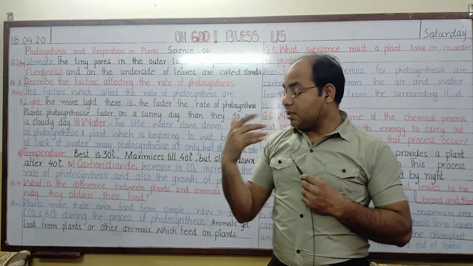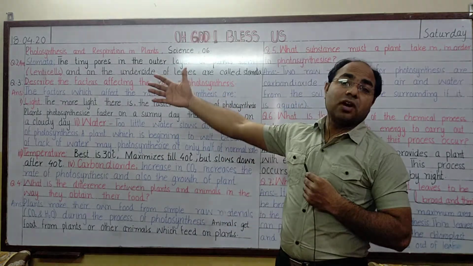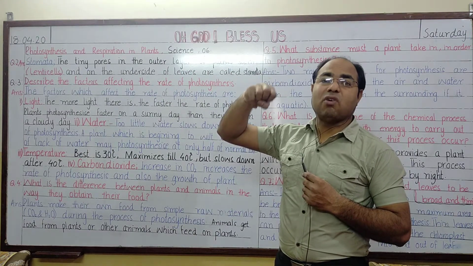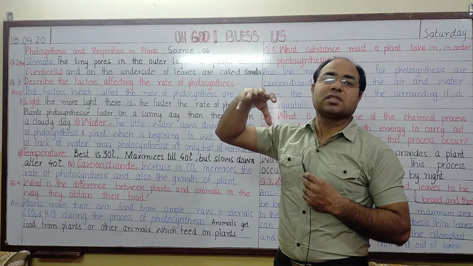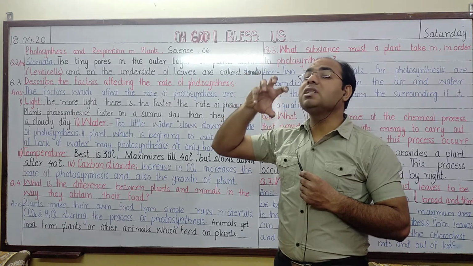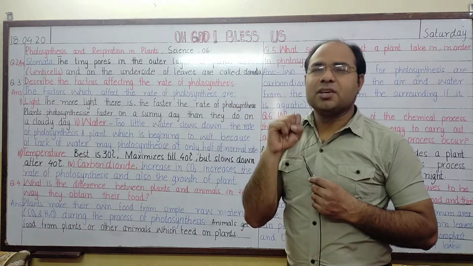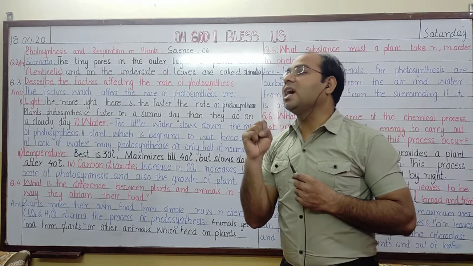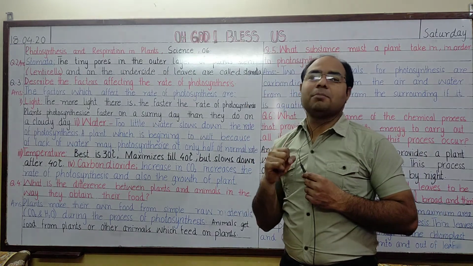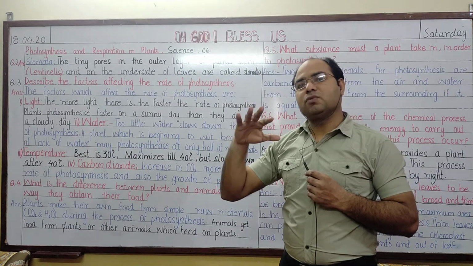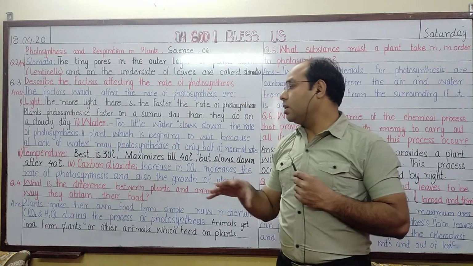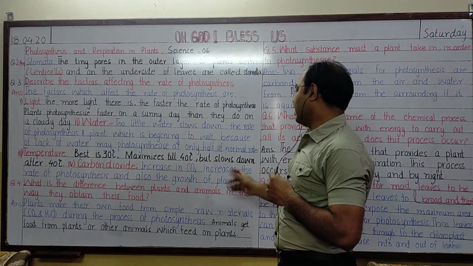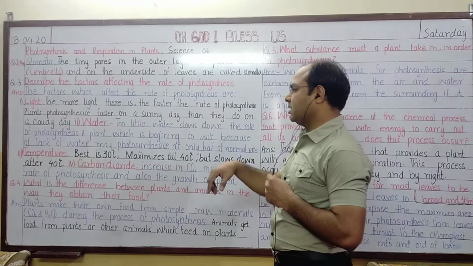Then if it goes till 40, that means the rate of the process of photosynthesis is becoming faster. But once it exceeds 40, it's really extremely hot and humid conditions. So in that phase, what will happen? The photosynthesis process would slow down. So that's why it maximizes till 40 degrees centigrade, but slows down after 40 degrees centigrade.